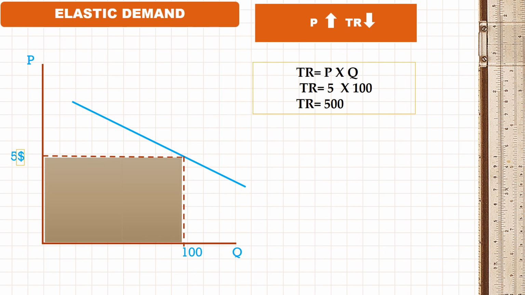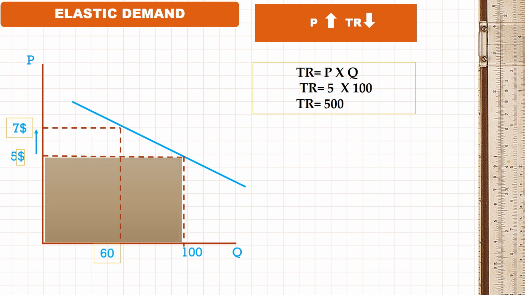So initially you're at price 5 and quantity 100. So your total revenue is 500. You can depict it graphically: the height of the box, the square box, which is depicted below the demand curve. That's your total revenue. So suppose your price rises from 5 to 7. Again, we apply the law of demand. That is, an increase in price leads to a fall in quantity demanded.